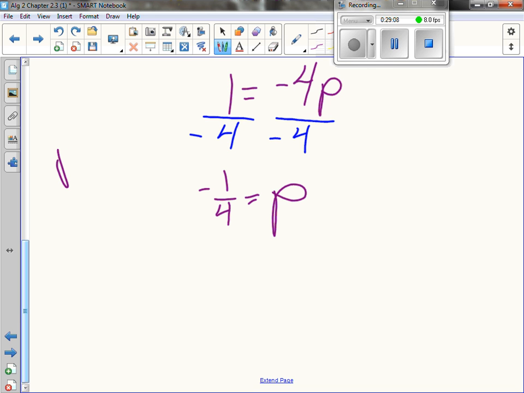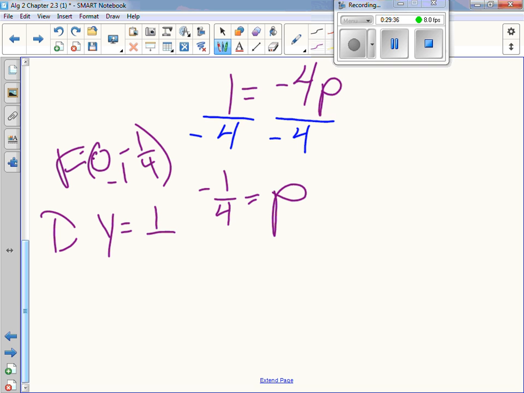So the focus, I'm going to just write it down here, is going to be 0, comma, negative 1/4, because again, our focus is 0, comma, p. Our directrix is going to be y equals negative p. Well, it's already negative, isn't it? So a negative and a negative would make a positive. So it's just going to be 1/4. As we already said, our axis of symmetry is x is equal to 0.